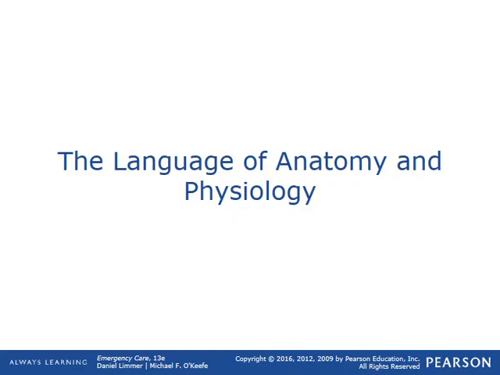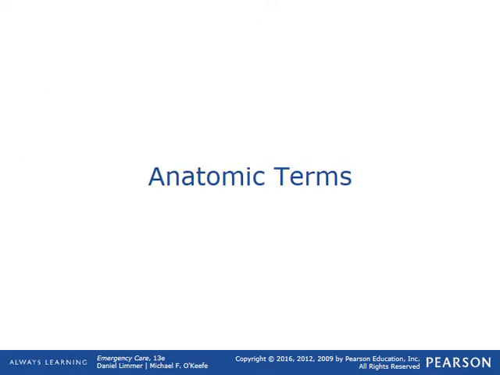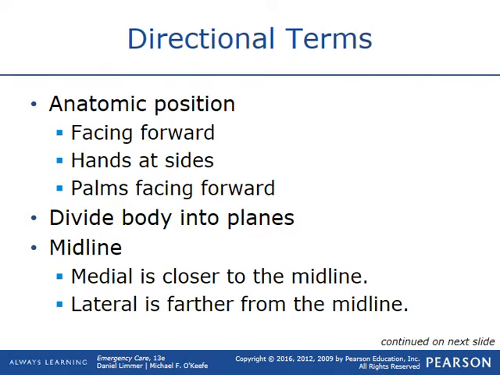So let's talk about some of the language of anatomy and physiology. Anatomy is the study of body structure, whereas physiology is the study of body function. So anatomy is structure, physiology is function. Anatomic terms. So the anatomical position is defined as a person standing who is facing forward, hands are at their sides, and their palms are facing forward.